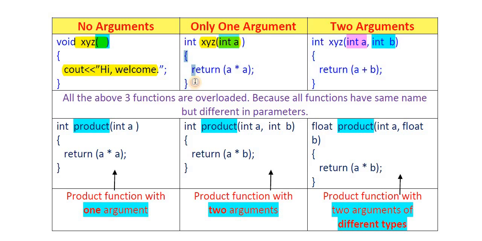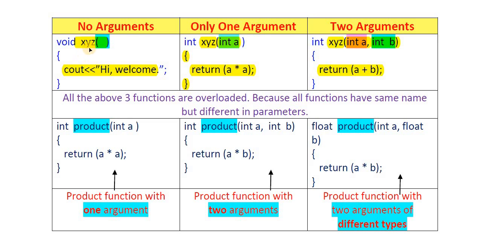Next, inside the body of the second function, what is its work? It is calculating a into a, which means it is calculating the square of a number, or we can say it is multiplying the same number. In the third example, the function name is again xyz, but here two parameters are used, integer a, integer b. This function will add two numbers and return the addition value a plus b.